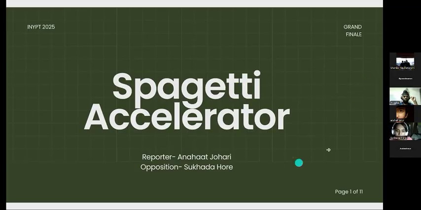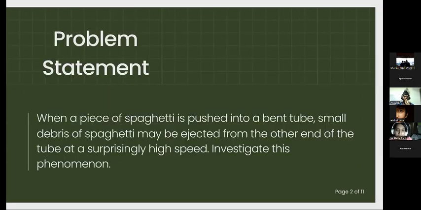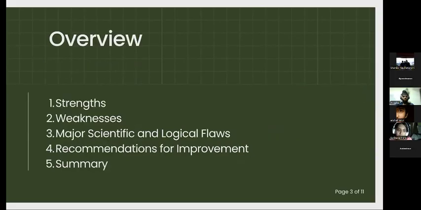Hello everyone. Today I'll be opposing Anahat Johari on his problem, spaghetti accelerator. Let's take a look at the problem statement once. When a piece of spaghetti is pushed into a bent tube, small debris of spaghetti may be ejected from the other end of the tube at a surprisingly high speed. Our task is to investigate this phenomenon. We'll be looking at the strengths, weaknesses, the major scientific and logical flaws, followed by the recommendations for improvement.